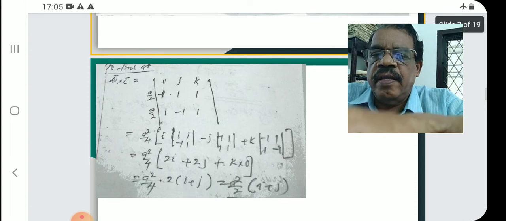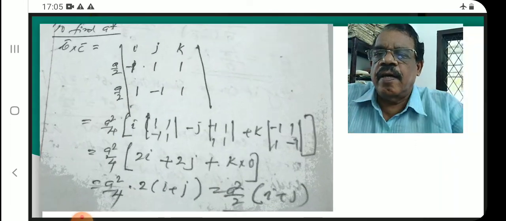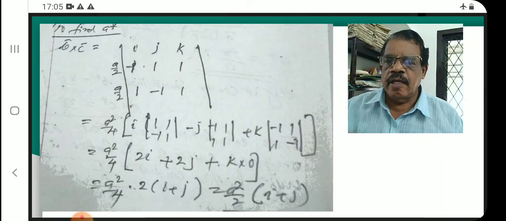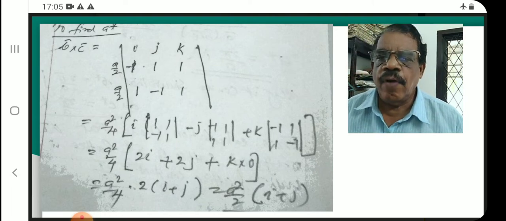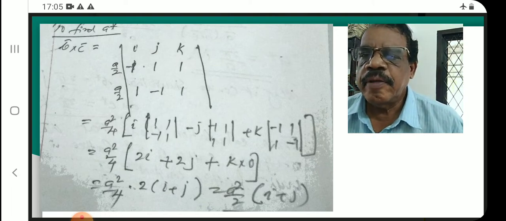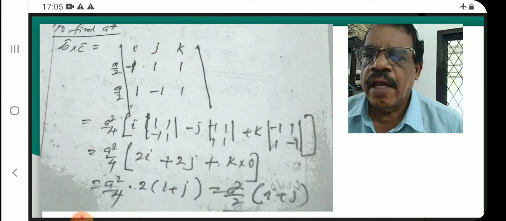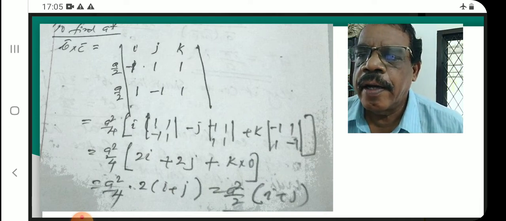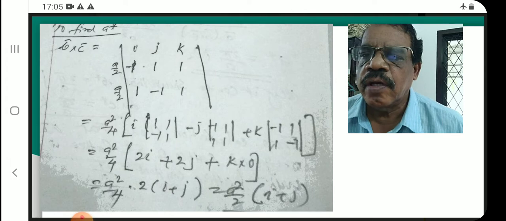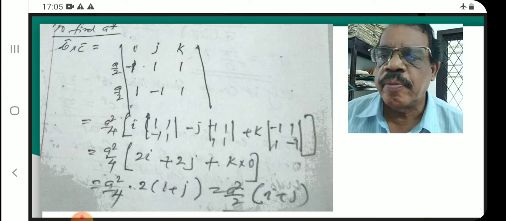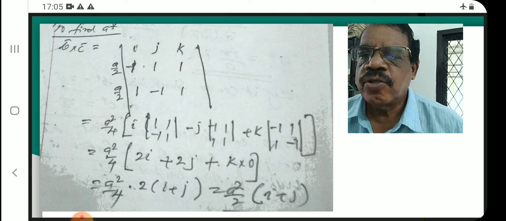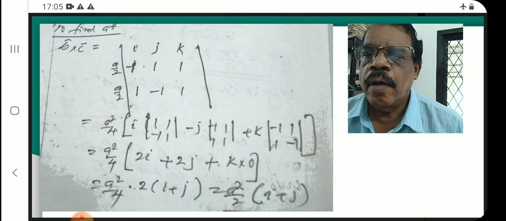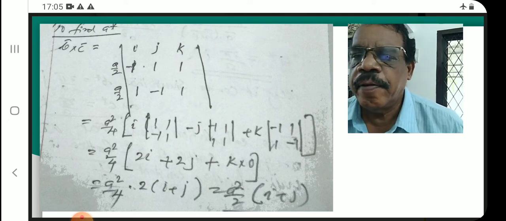Now we find b cross c first, and here b cross c is determined using the determinant form. That is b cross c is i j k. Then the second vector value a by 2 is the coefficient, so a by 2 is taken in front, minus 1 plus 1, and again a by 2 plus 1 minus 1 1.